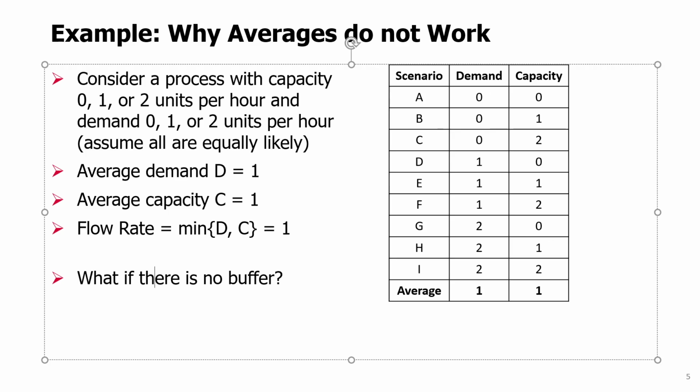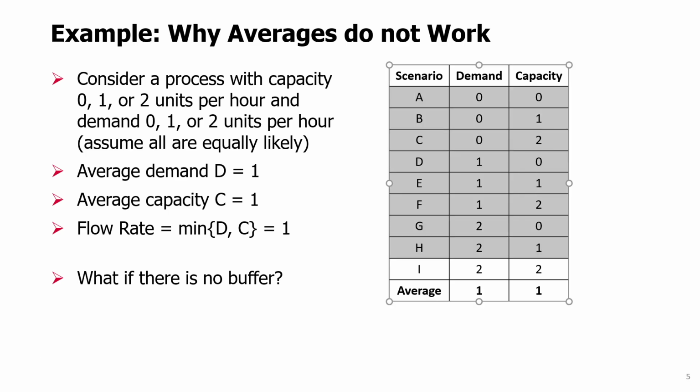What happens when there is no buffer? Well, consider these cases. These are actually all 9 cases that we might have. Demand is 0 in those 3, with capacity 0, 1, 2. Demand is 1, with capacity 0, 1, 2, and then demand 2, with capacity 0, 1, 2. What happens when there is no buffer?